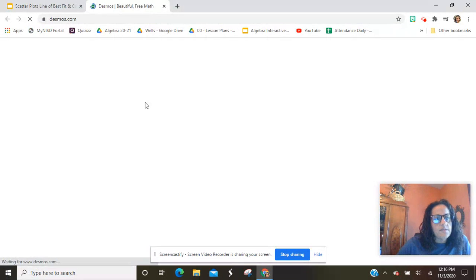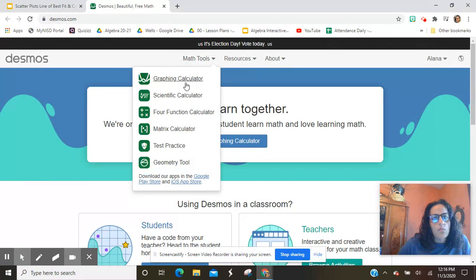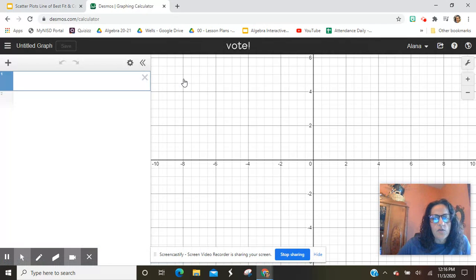So we're going to pull up Desmos. We can go ahead and use the graphing calculator. And in this case, this is kind of tricky because there's a lot to the process, but just follow along with me. We'll do it a couple of times today.